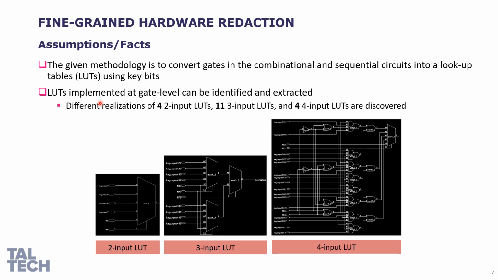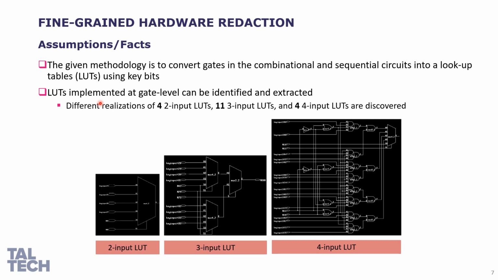These lookup tables are implemented at gate level, and we can easily identify and extract them from the obfuscated netlist. During our analysis, we found that there are 3 different realizations of LUTs, which are 2 input, 3 input, and 4 input LUTs. And these LUTs have further variants. For example, 2 input LUT has 4 different variants, 3 input LUT has 11 different variants, and 4 input LUT has 4 different variants.